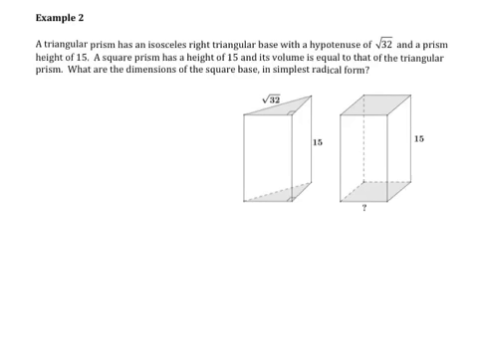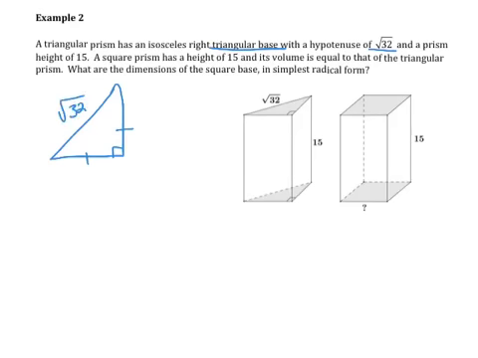So here's how we could apply Cavalieri's principle. A triangular prism has an isosceles right triangular base. So the triangular prism is going to look like this. Here's what one base looks like. Isosceles right means that these two sides are the same, and it has a hypotenuse of radical 32.